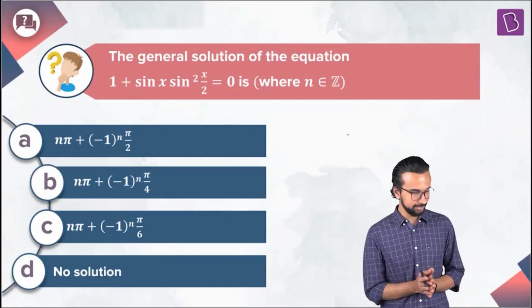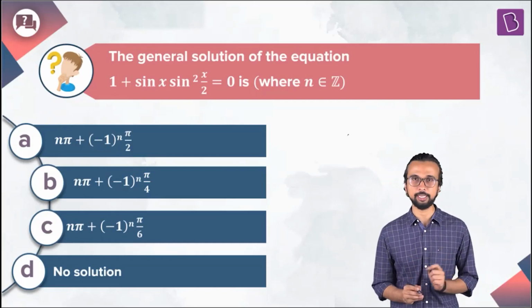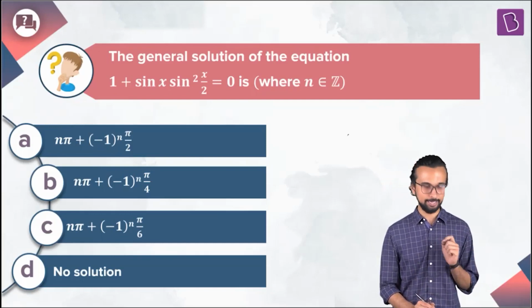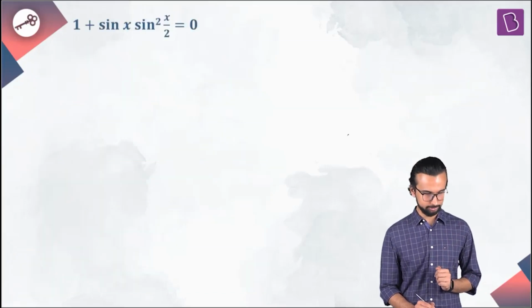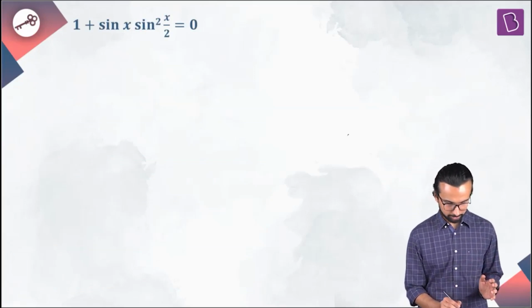Take a look at this question here. The general solution of the equation 1 plus sin x into sin square x by 2 equal to 0 is, where n is any integer. They are asking for the general solution of this given equation. So we have this equation given to us. We need to find the general solution.